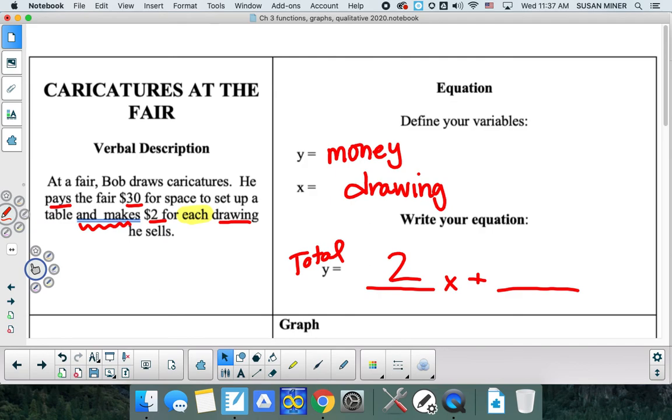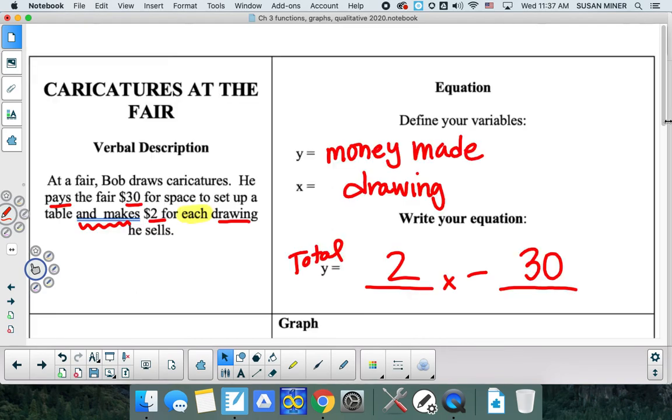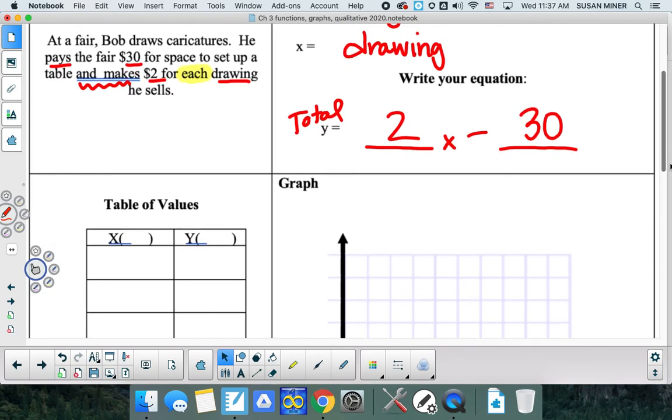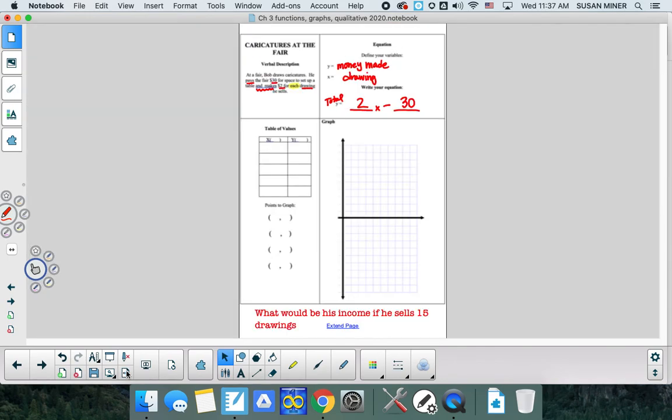So if I'm looking for total money that I made at the fair and I had to pay some money up front, I need to make this be a negative $30 or make this be a minus $30 up front. I'm already in the hole before I start selling my drawings, right? So I'm going to have to make up my $30 to start with in order to earn money at the fair. So now I can kind of make this smaller. So now we have our equation. Total equals 2x minus 30.